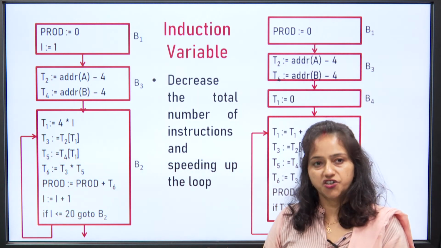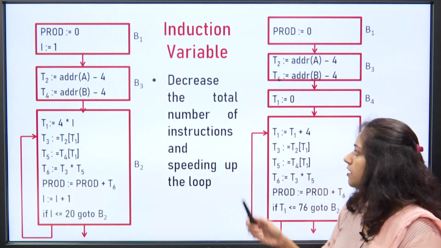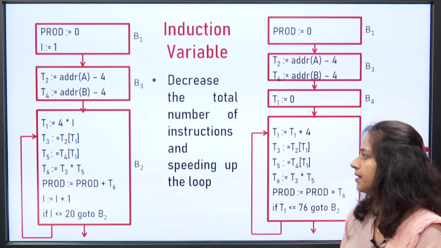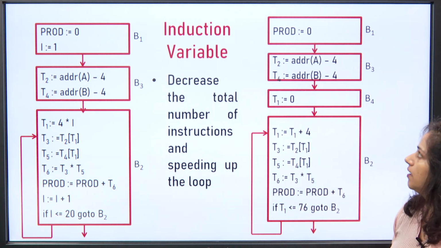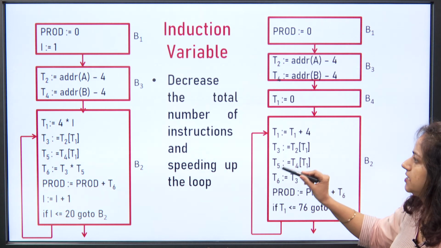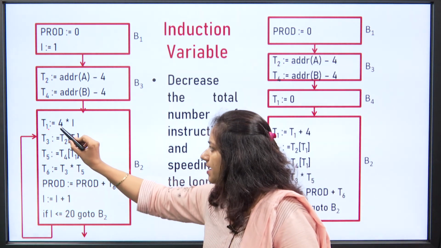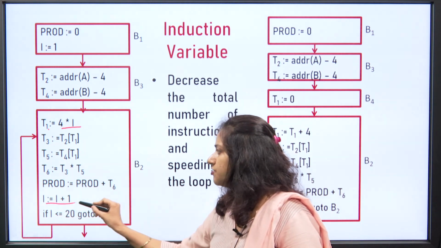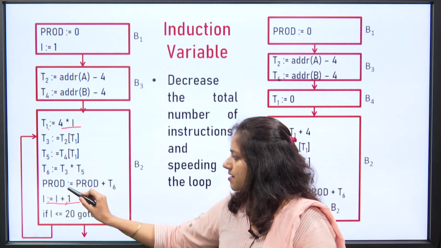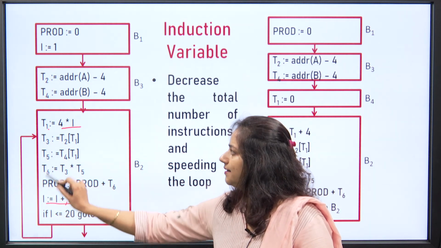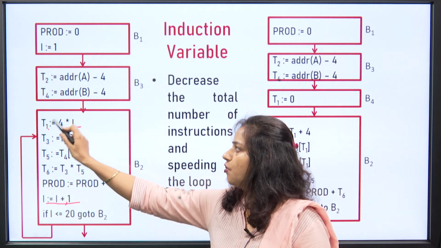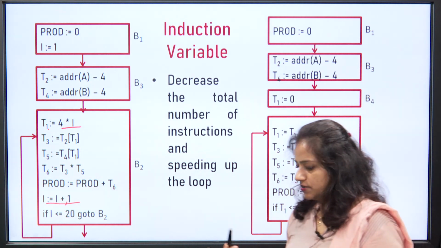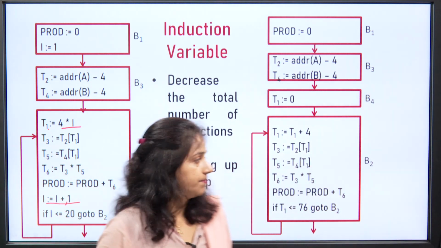Next is the inductive variable, which decreases the total number of instructions and speeds up the loop. Here we can see that T1 is equal to 4 into I and I is equal to I plus 1. So, this is I that is increasing in this loop and then this I will be multiplied by 4 and T1 will be updated. So, for the inductive variable we will try to eliminate I from here.